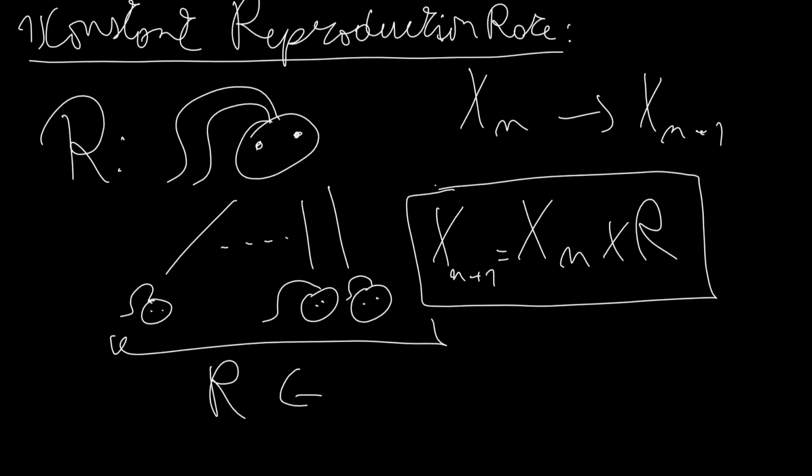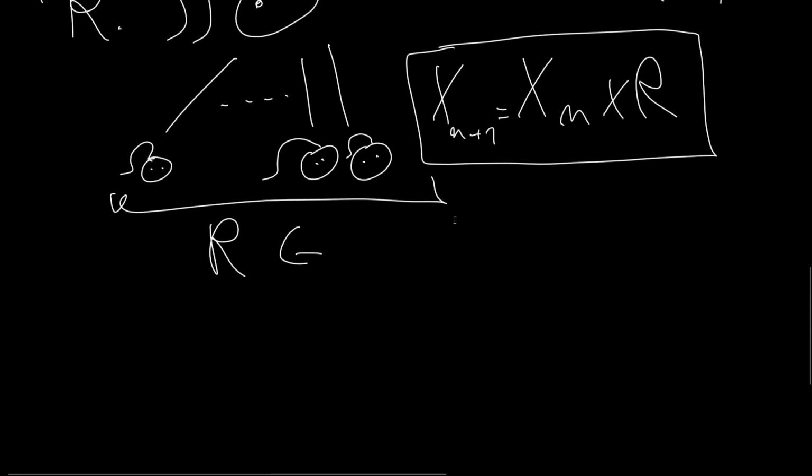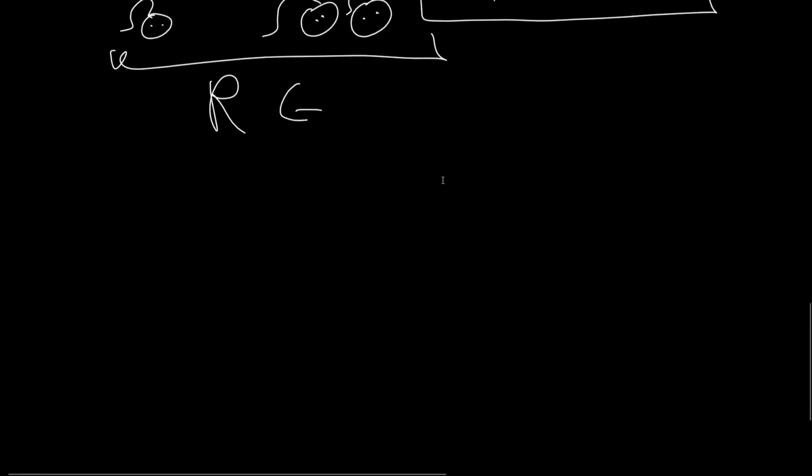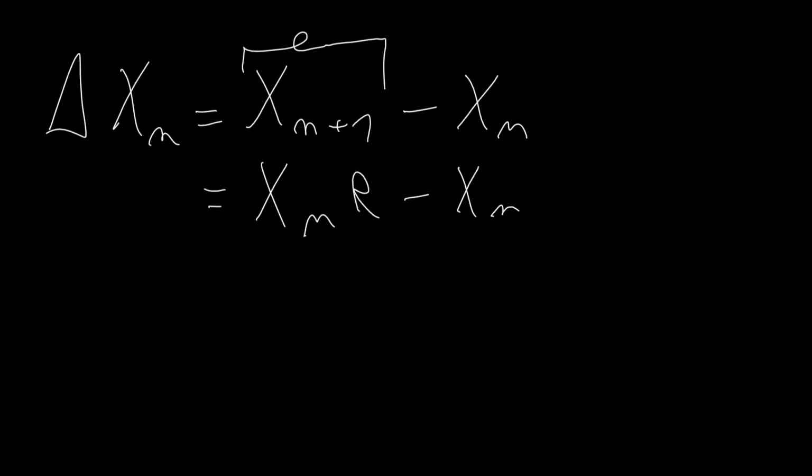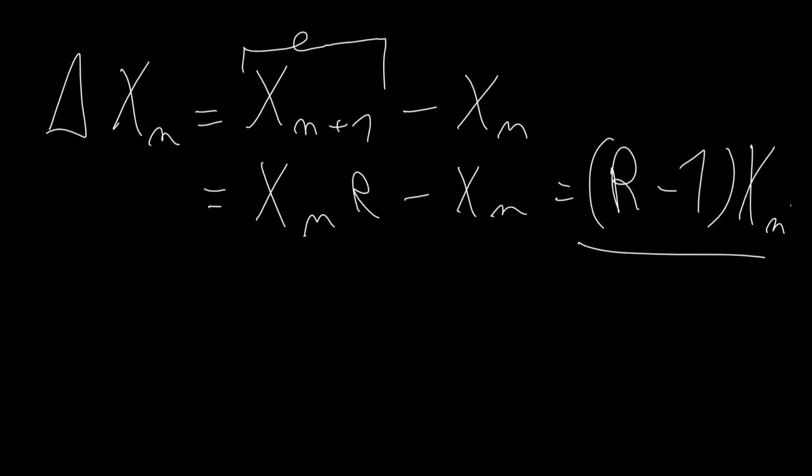We can actually represent this recurrence relation in a different way as the change in population from one year to the next. So we can write it as delta xn equals xn plus 1 minus xn, and replacing xn plus 1 with its value from the formula that we have just got, this would give us xn R minus xn, which equals (R minus 1) times xn. This formula will be useful for us later on.